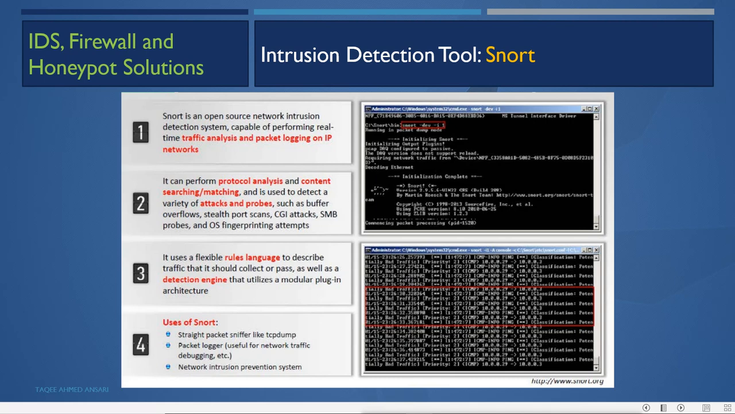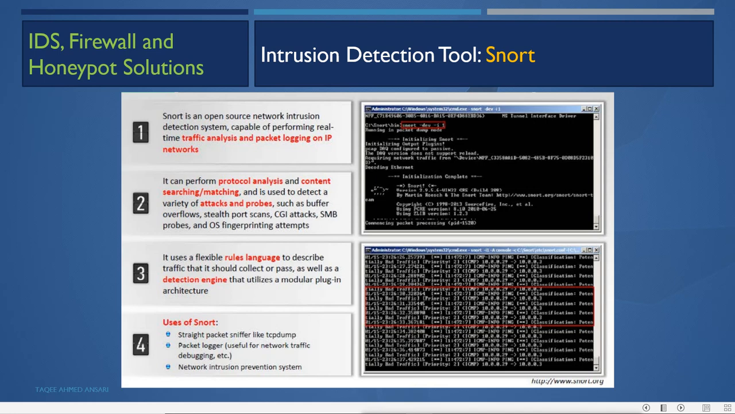Now with community editions, you have to make your own rules and everything, and in the advanced version you will get everything ready to use. So this Snort is an open source network intrusion detection system. It is capable of performing real-time traffic analysis and packet logging on IP networks. It can perform protocol analysis and content searching and matching, and is used to detect a variety of attacks and probes such as buffer overflow, stealth port scanning, CGI attacks, SMB probes, and OS fingerprinting attempts. It can detect all of these different types of attacks.